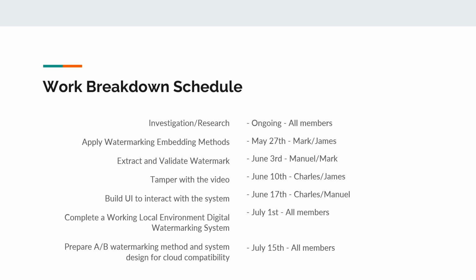Next, we need to make sure that we complete our working local environmental digital watermarking system. This should be done by July 1st and will be completed by all members. And lastly, we need to prepare our AB watermarking method and system design for cloud compatibility. This should be done by July 15th by all members.